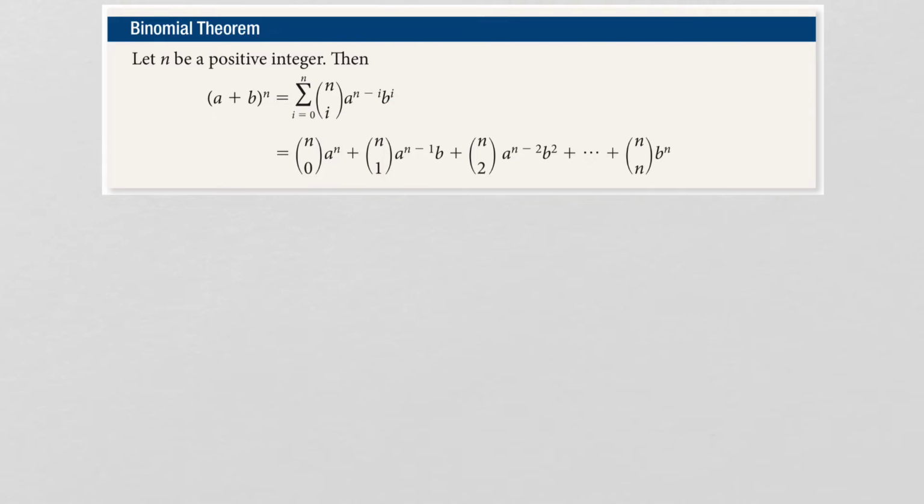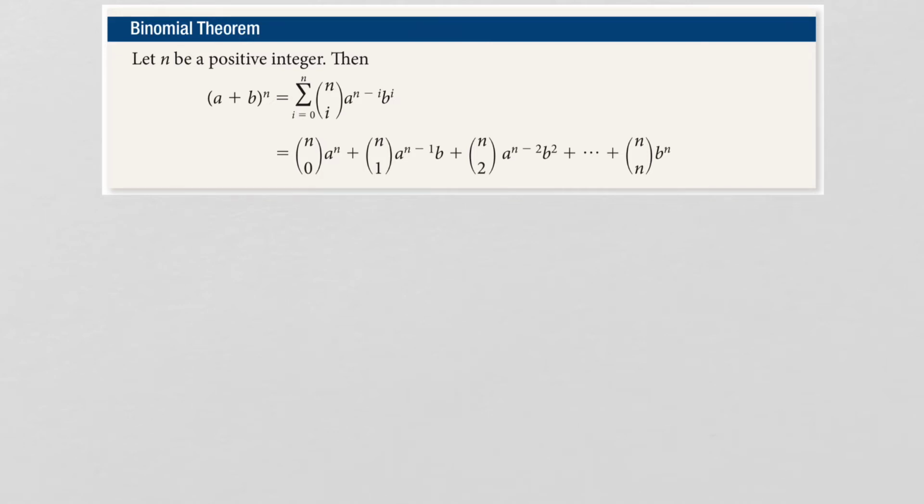And if you plug in i equals 0 in here, you end up getting n choose 0 times a to the n. If you plug in i equals 1, you get n choose 1, a to the n minus 1, and times b to the 1. And if you let i equal 2, you get this term, and so on all the way down to the end. So this is how we can expand a binomial raised to a power without having to do all the work of multiplying it out and foiling and all that kind of stuff.